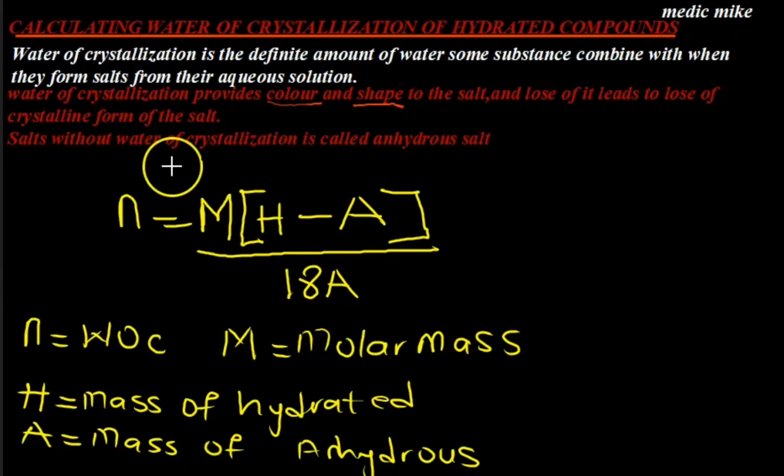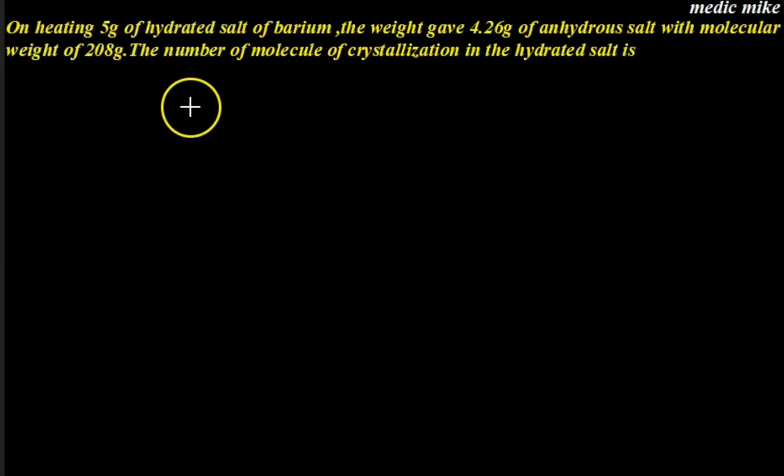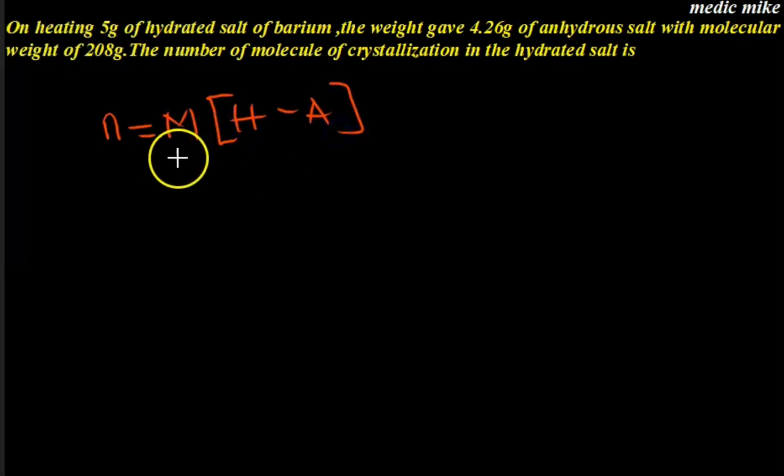with it. The next question is saying on heating 5 grams of hydrated salt of barium, the weight gave 4.26 grams of anhydrous salt with molecular weight of 208 grams. Now we are being asked to find the number of molecules of crystallization in the hydrated salt. So first of all, we write down our formula, which is N is equal to M (H minus A) divided by 18A.